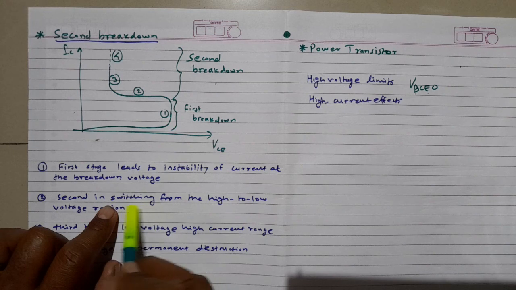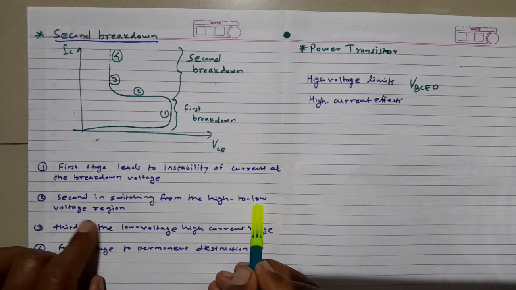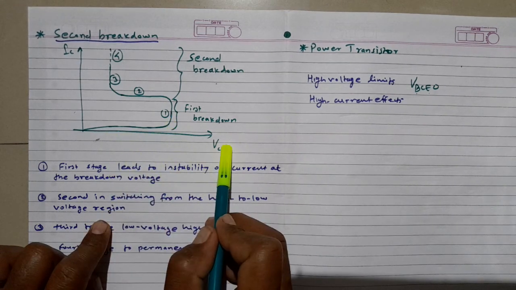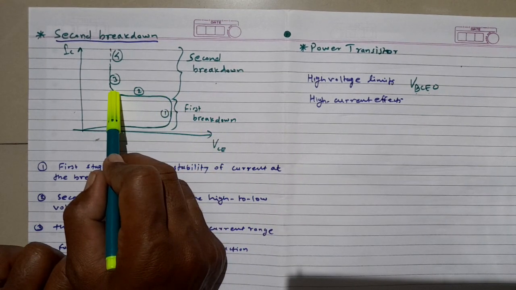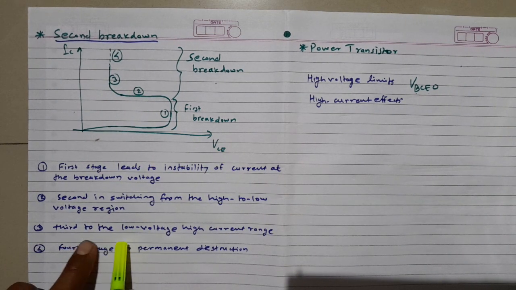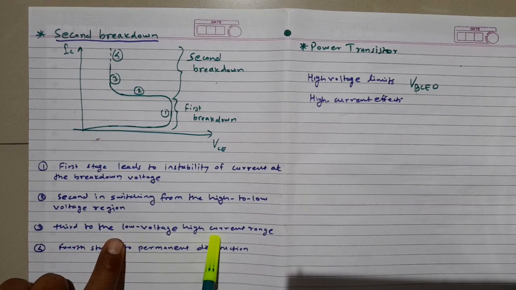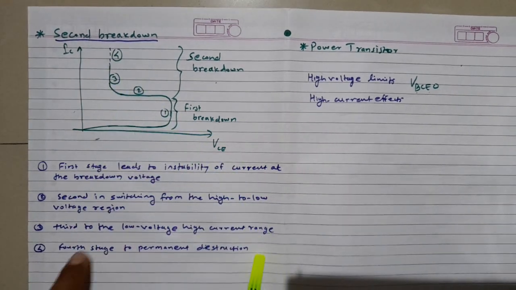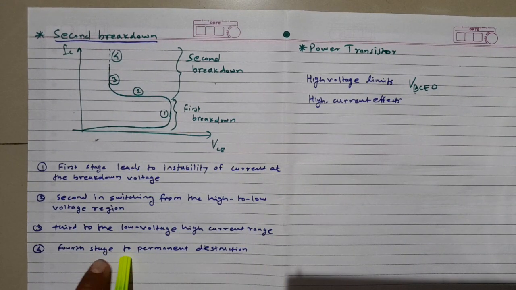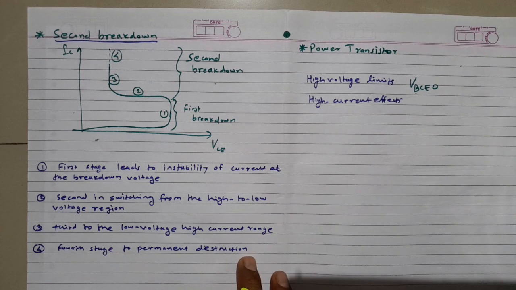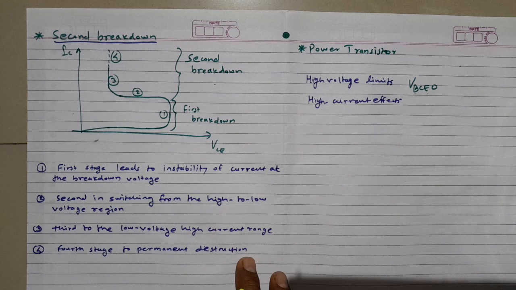In the second stage, there is switching from the high voltage region to the low voltage region. In the third stage, it goes from low voltage to high current. And in the fourth stage, there is permanent destruction of that particular transistor. These are the general features of the common emitter characteristics under second breakdown conditions.